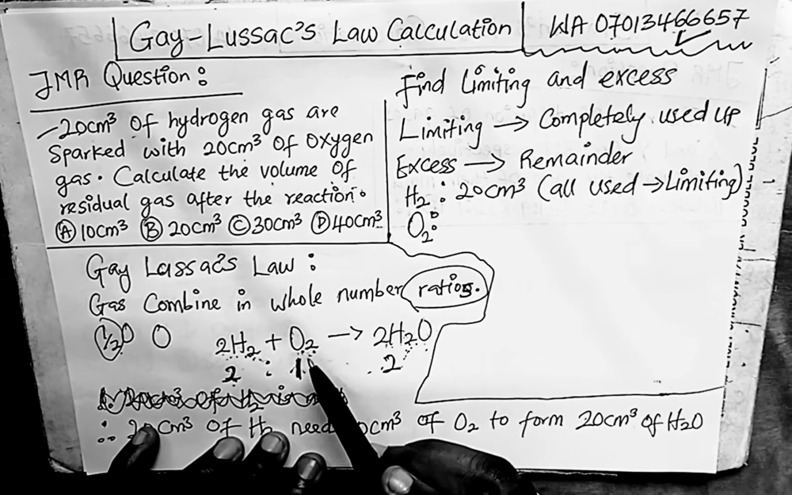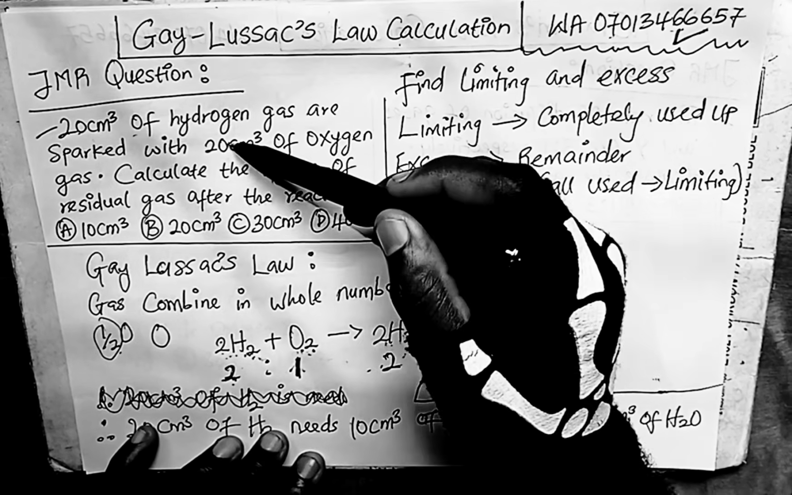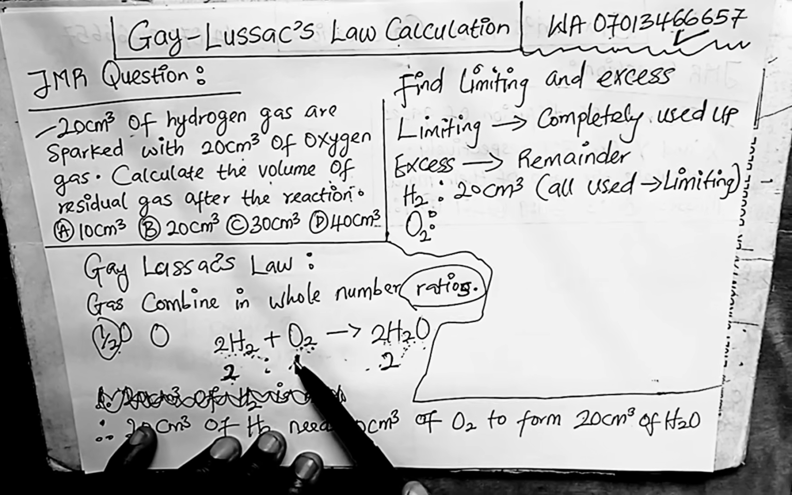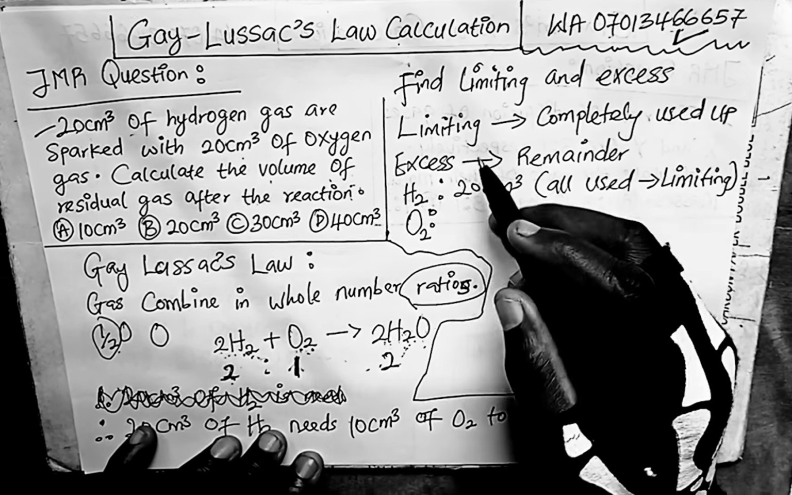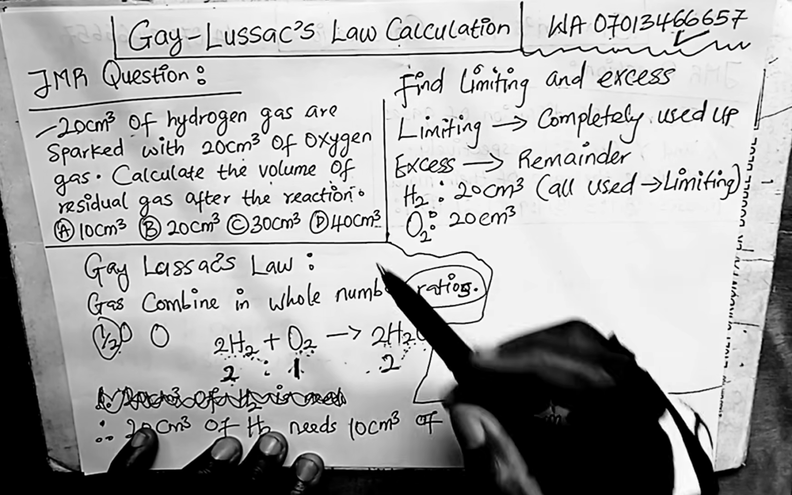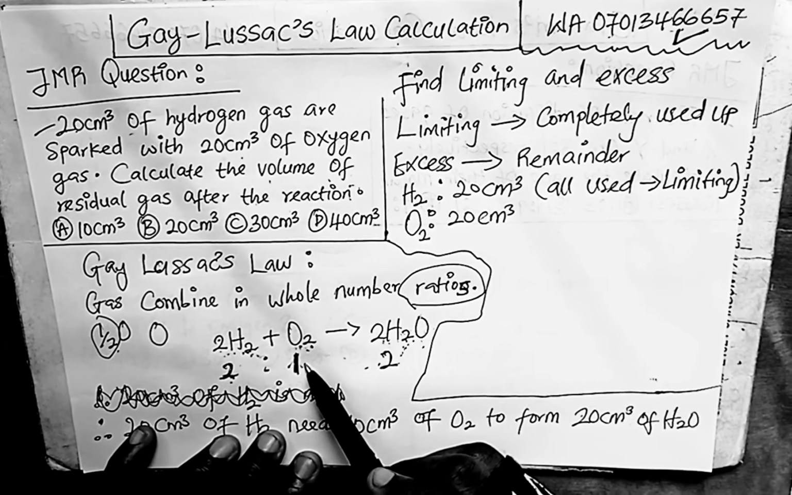It's only half. Okay, it's 2 now, 20 is 2. That tells us that it's 10. It's only half of oxygen that was used. So that means it's 10 out of the what? The 20 cubic centimeter of the oxygen provided. It's only 10 that was used.